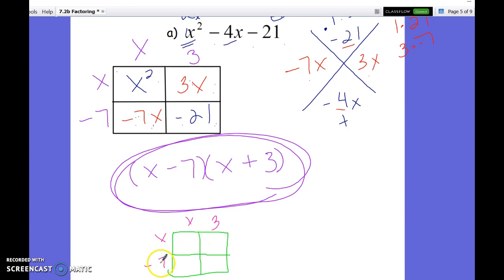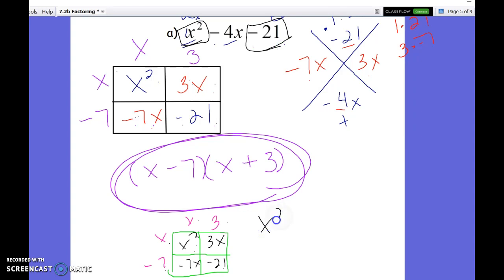So let's take x minus 7 and multiply it by x plus 3. Well, x times x is x squared. Notice how that's why we put that first term in that upper left-hand box. Well, negative 7 times x is negative 7x. 3 times x is 3x. And negative 7 times 3 is negative 21. So notice that's why we put our negative 21 in that bottom right-hand corner.